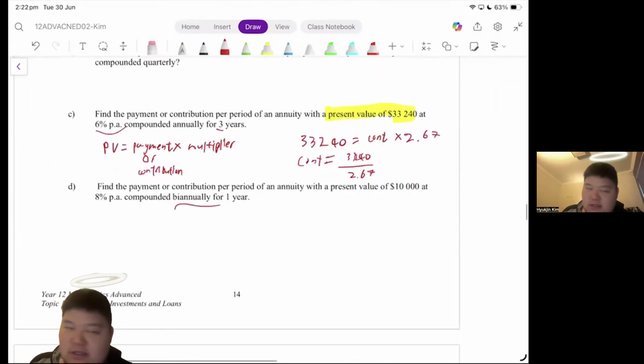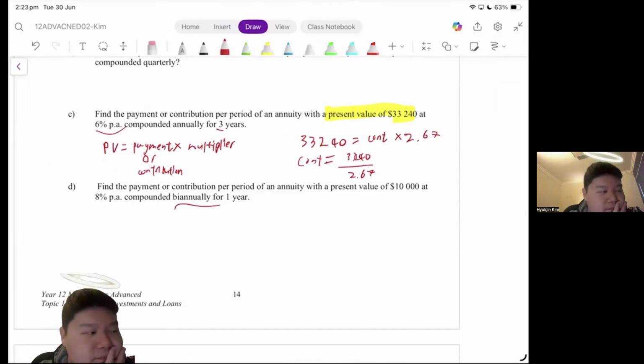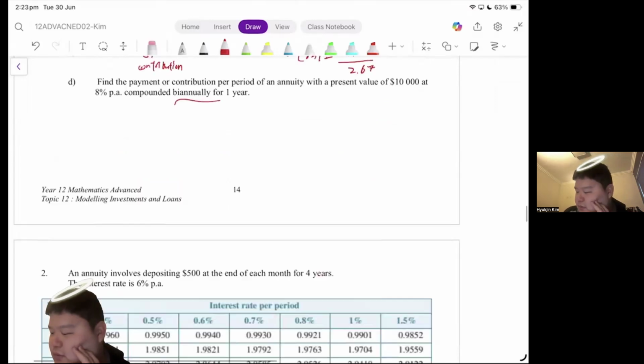Skip the word biannually. If it happens in the HSC, they'll tell you if it means twice a year or once in 2 years. I think biannually means twice a year. There's another one, biennially, which means once in 2 years.